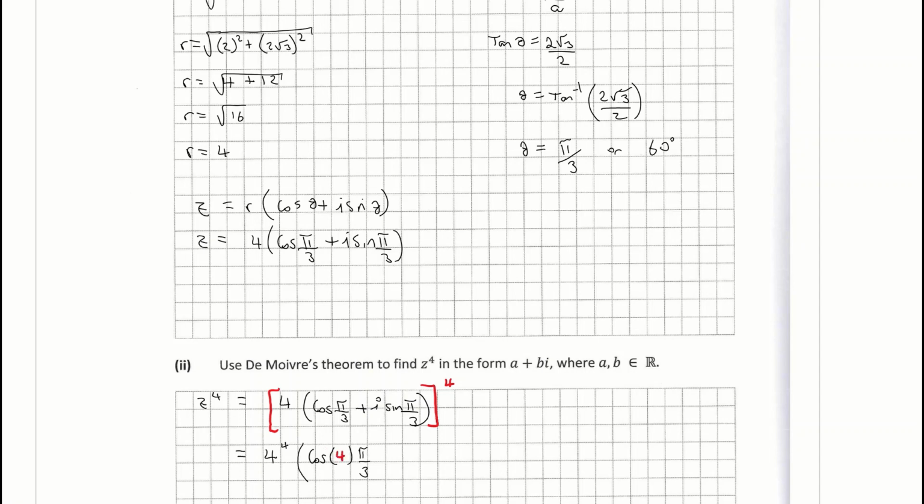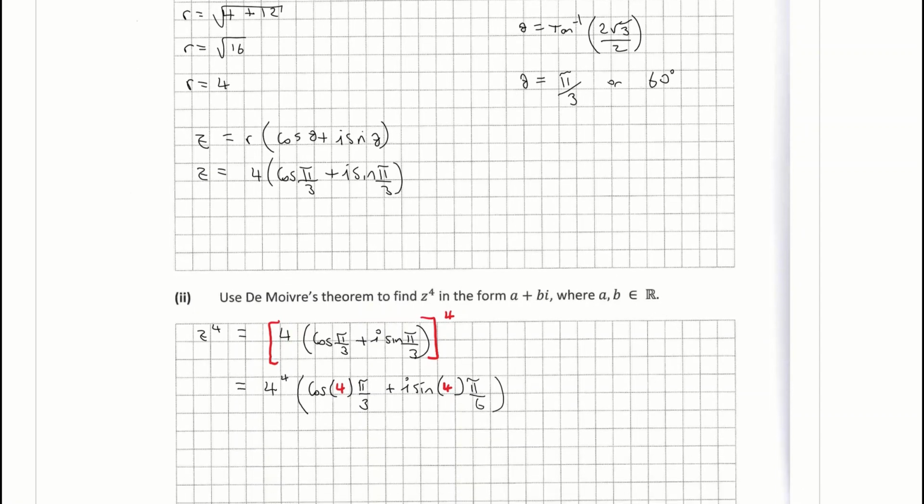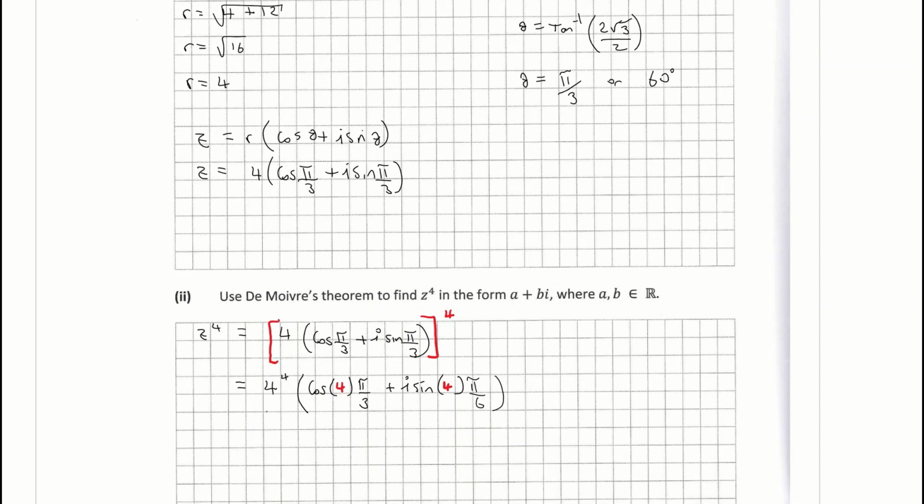Again, I'm just following the rule of de Moivre's theorem here for my log tables. And then that is plus i sine n theta. Again, my n is the power, which is 4, and my angle is pi over 3, or 60 degrees if that's what you're working from part 1. When I type 4 to the power of 4 into my calculator, I'm getting 256. So z to the power of 4 is 256 times cos 4 pi over 3 plus i sine 4 pi over 3.